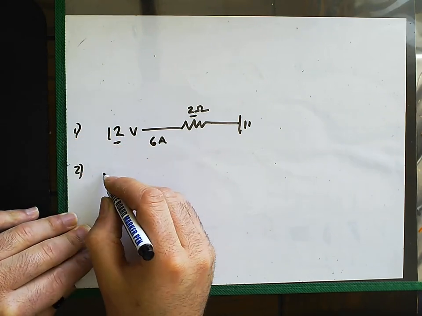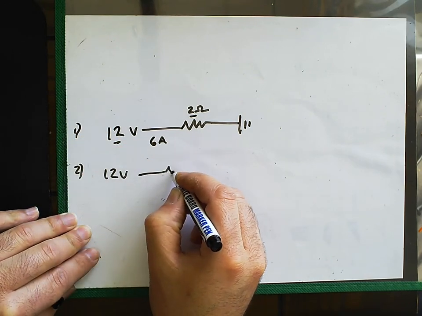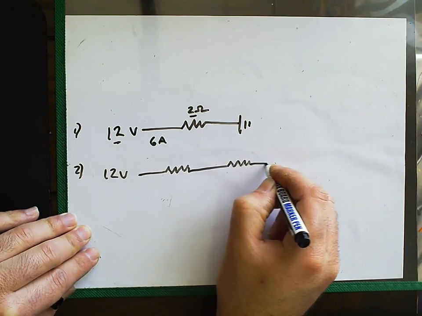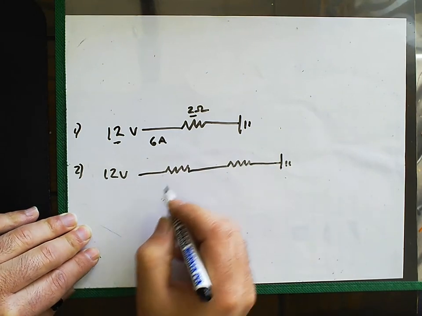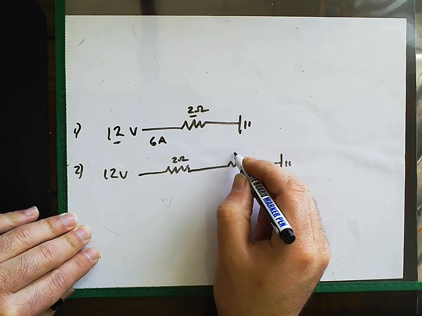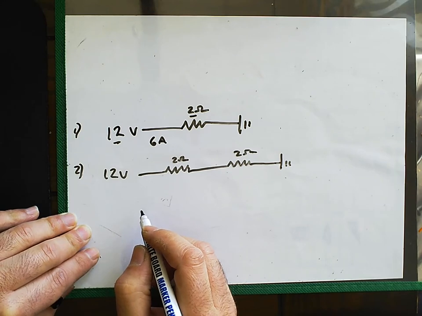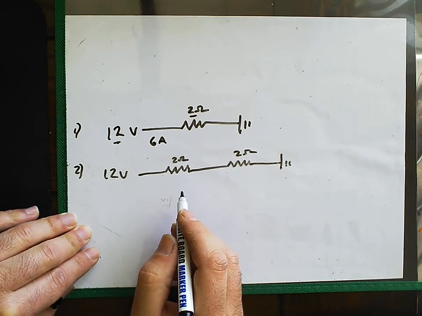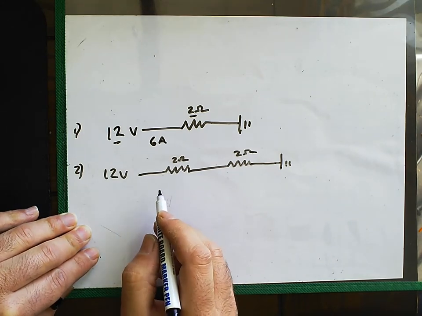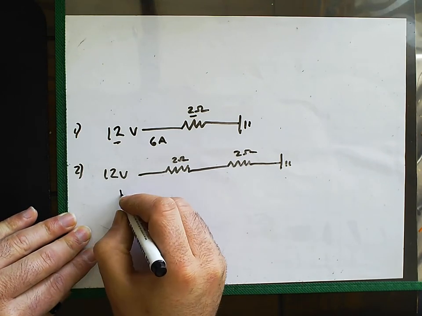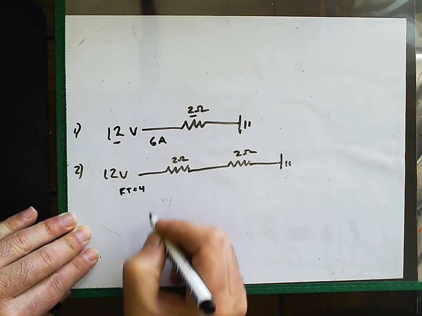Here's my next example. 12 volts. Now I have two loads. This is 2 ohms. This is 2 ohms. In a series circuit, you're going to add the individual resistances to get your total resistance. So that's 2 plus 2. So RT is equal to 4.